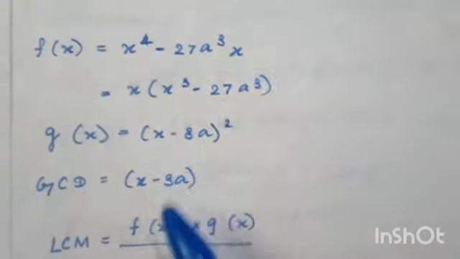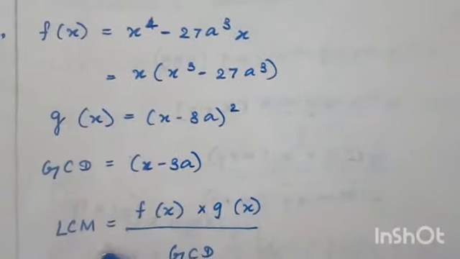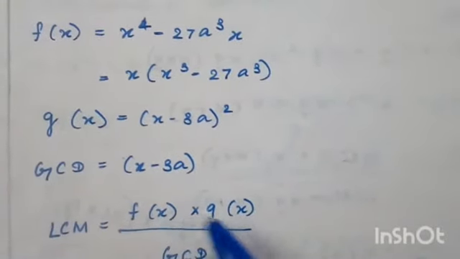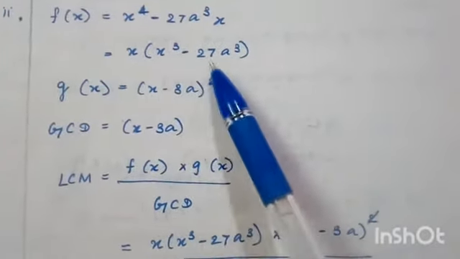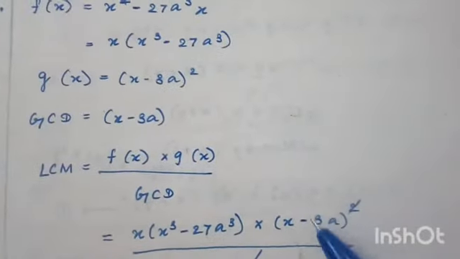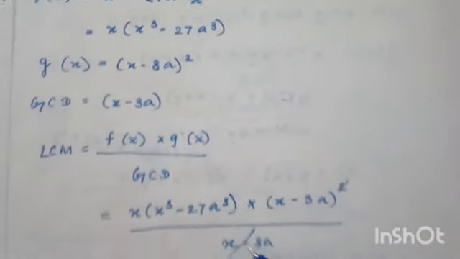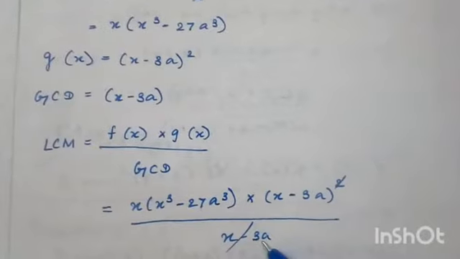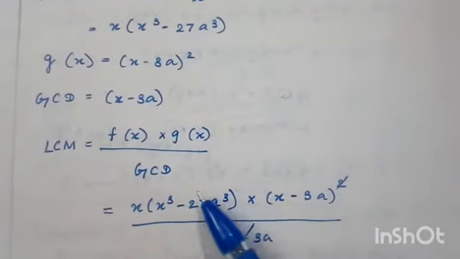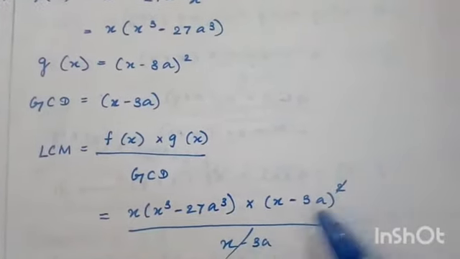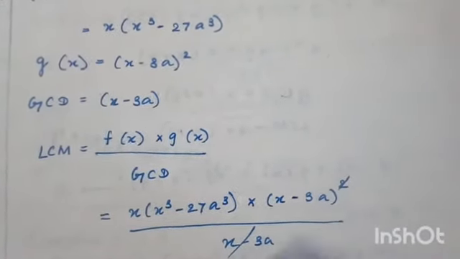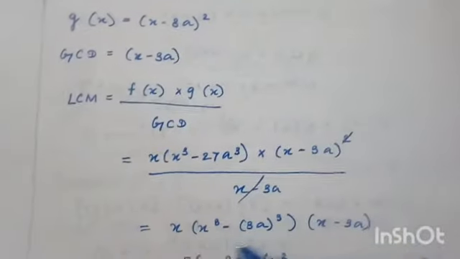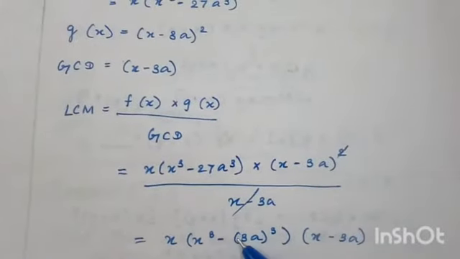GCD, first write down what things are given. Then the formula: LCM of f of x and g of x equals f of x into g of x by GCD. Now f of x we rewrite as x into x cube minus 27a cube, into x minus 3a whole square, by x minus 3a, which is the GCD. Here in the numerator we have x minus 3a whole square, in the denominator x minus 3a. So one factor is cancelled. After cancelling we have x into x cube minus 3a.